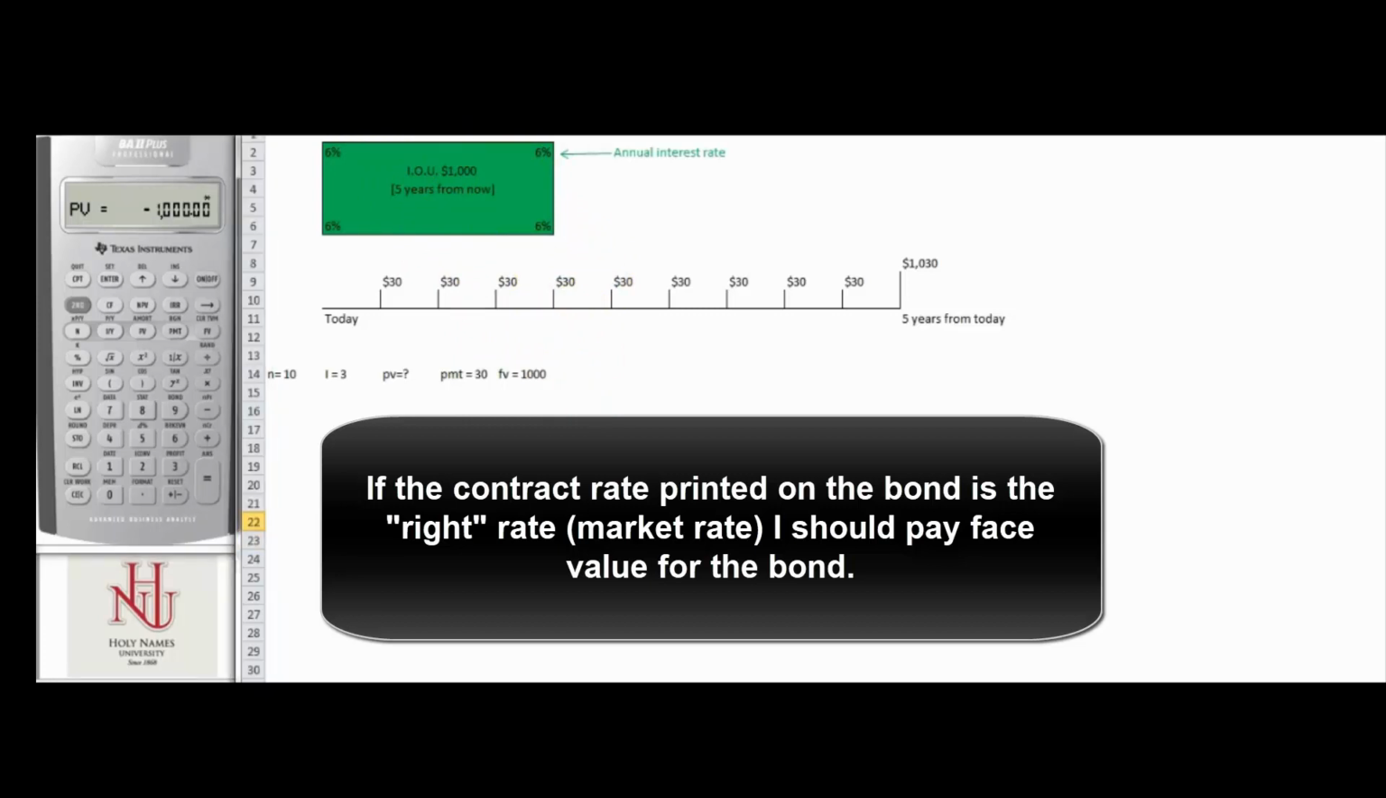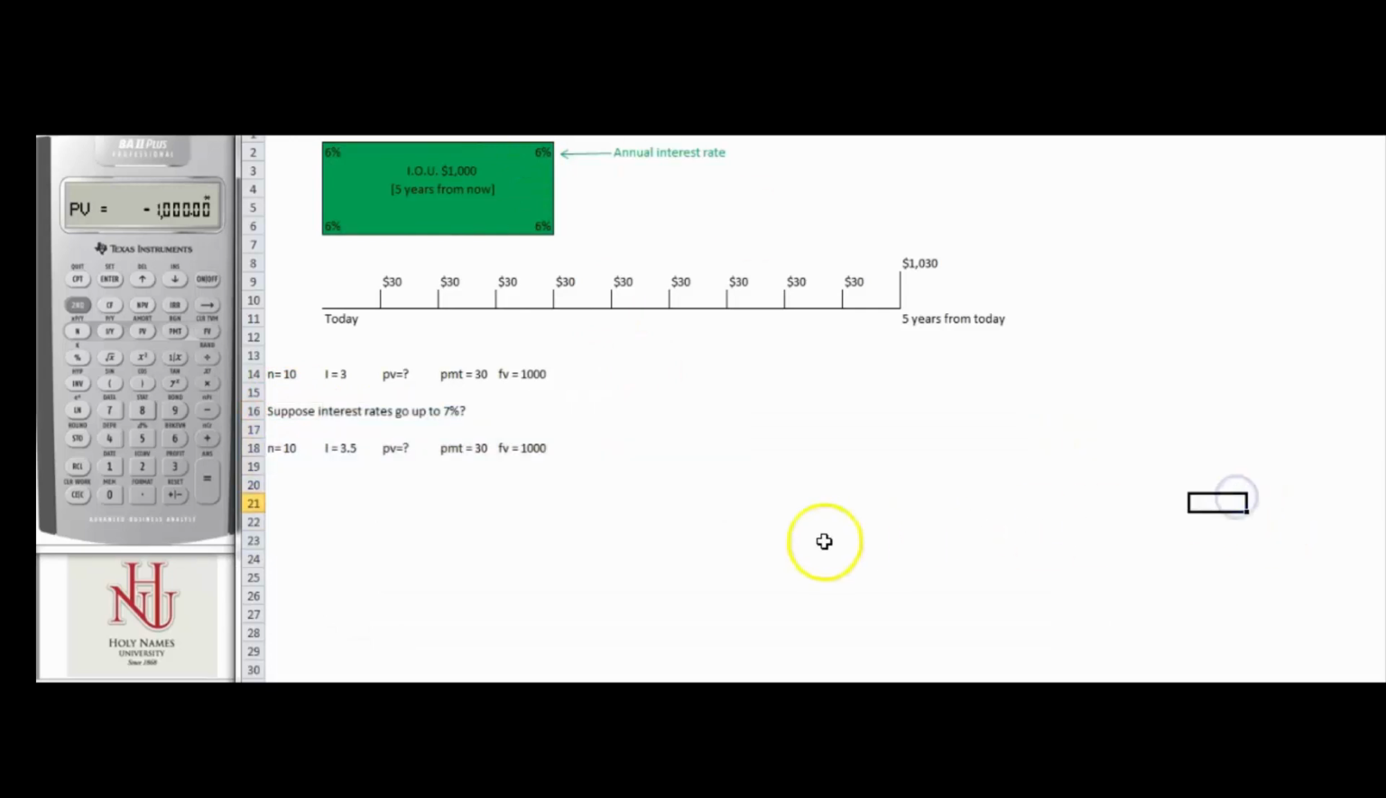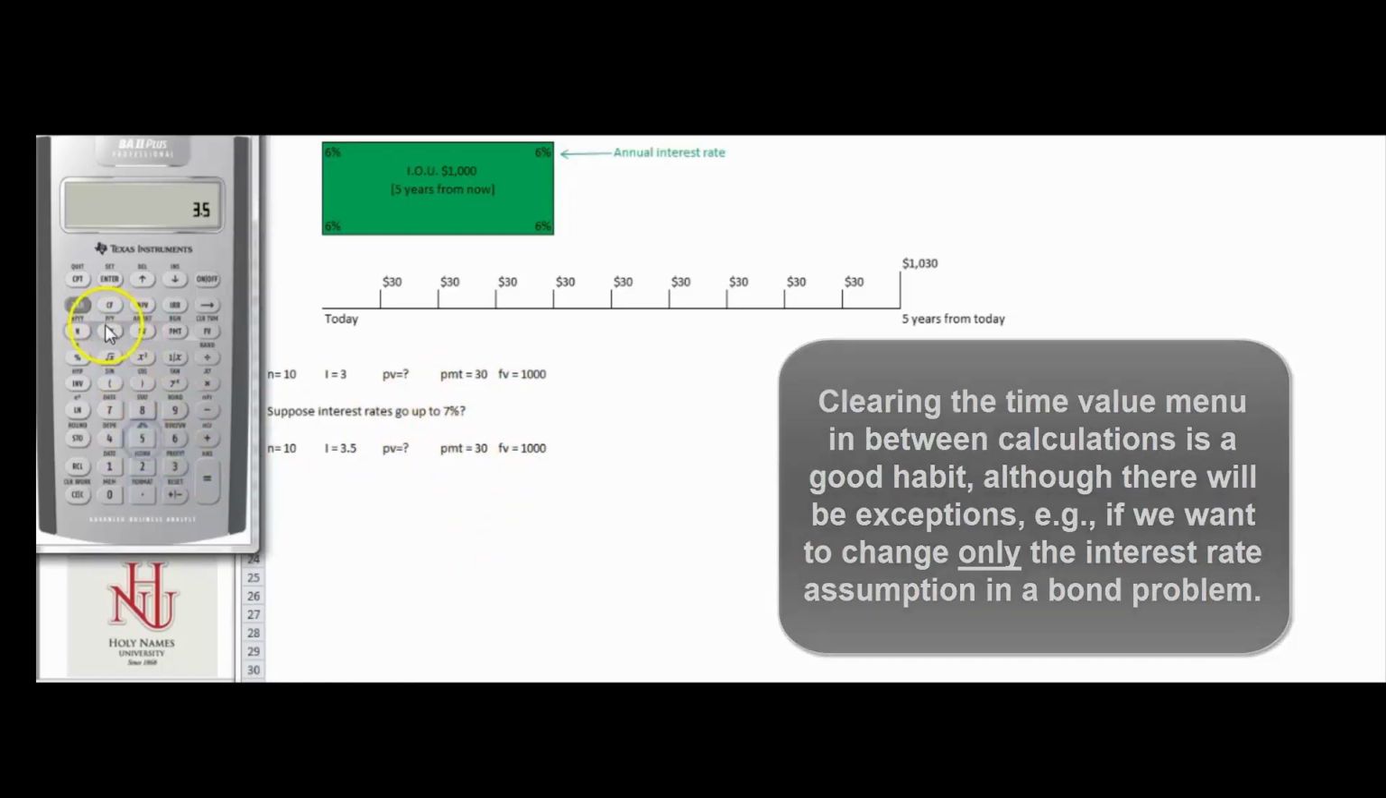What happens if interest rates go up? Well, as you may already know, if interest rates go up, bond prices go down. So this is my one exception to always clearing the time value menu. Let's leave everything the way that it is because we know it's right, and let's just change the interest rate. So let's pretend interest rates have gone up 100 basis points to 7%. So the only thing we have to change is I, to 3.5.